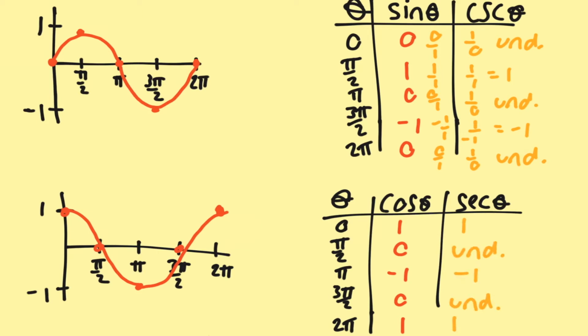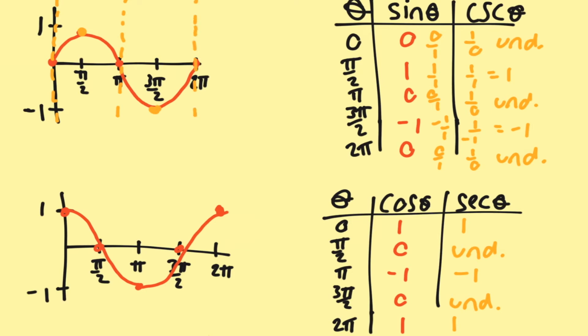So when we plot those points, at 0 it's undefined, which means there's going to be a vertical asymptote. At pi over 2 it's 1. At pi it's undefined. At 3 pi over 2 it's negative 1. And at 2 pi it's undefined.